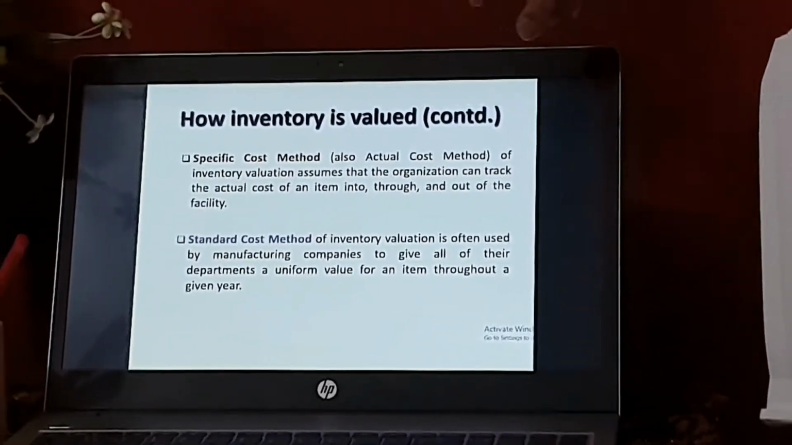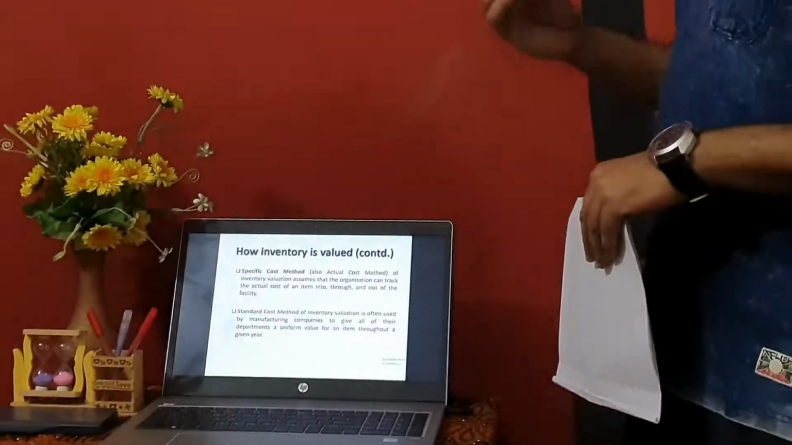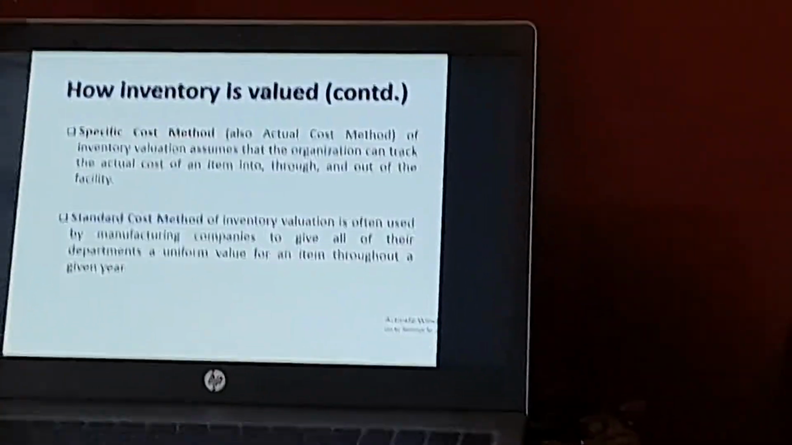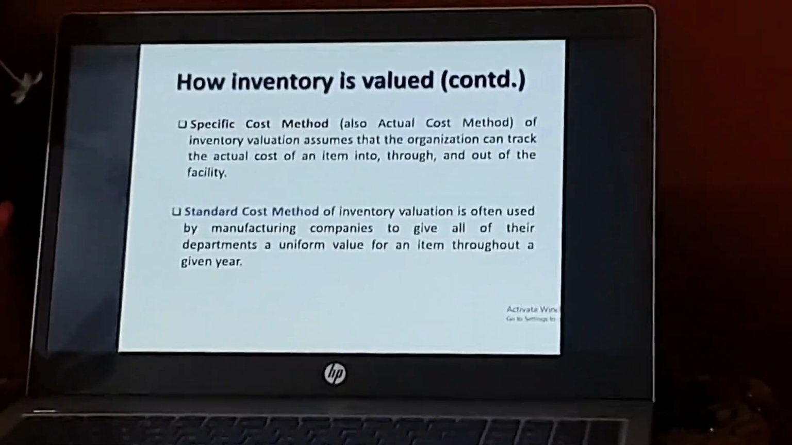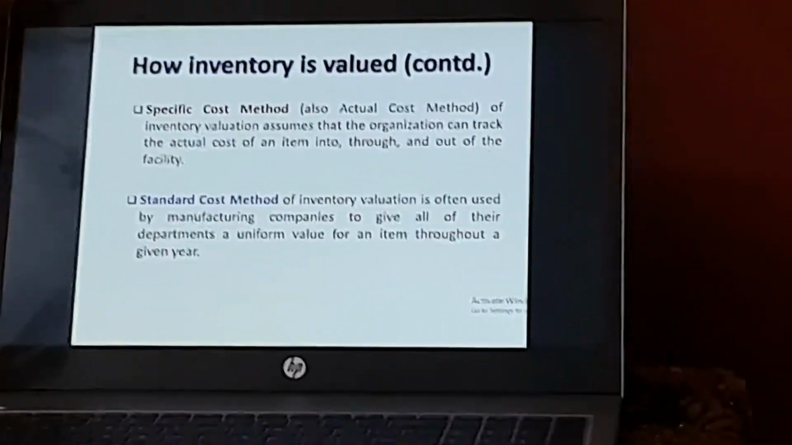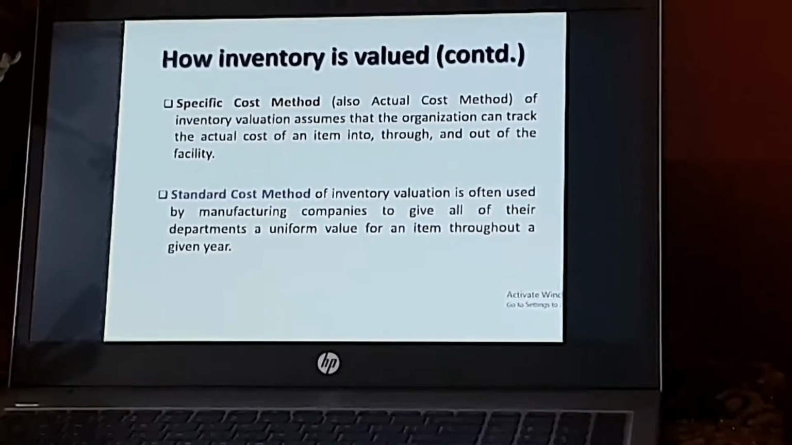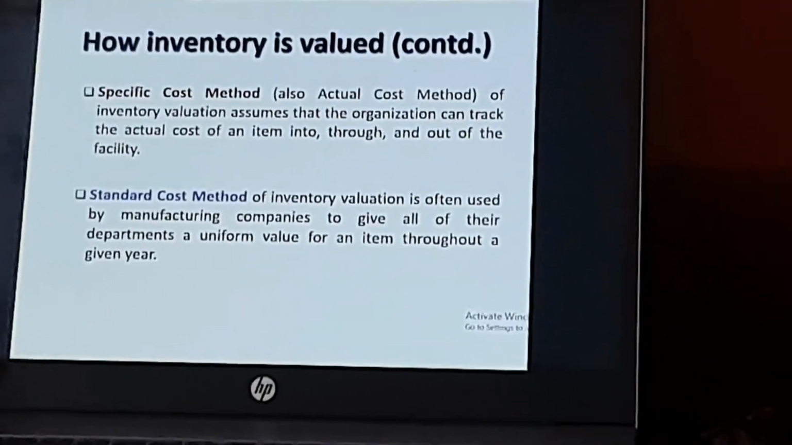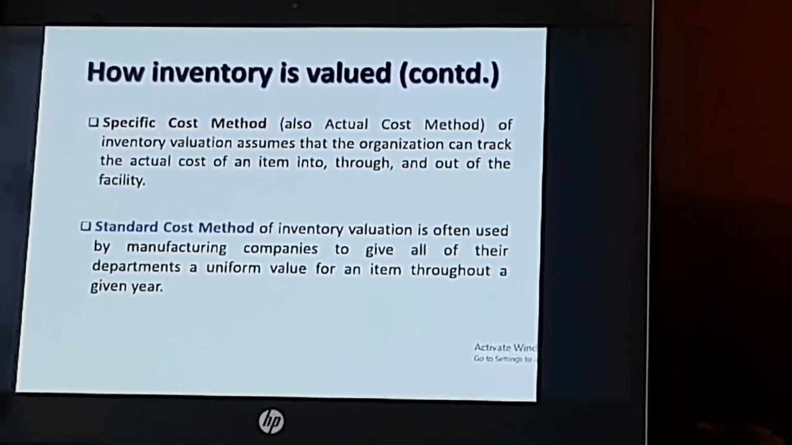So in this particular method, the organization takes each and every individual cost that has been incorporated in terms of purchasing the price. The last one is the standard cost method. The standard cost method defines that few organizations or manufacturing companies give the valuation of the inventory a uniform value for all of the departments.